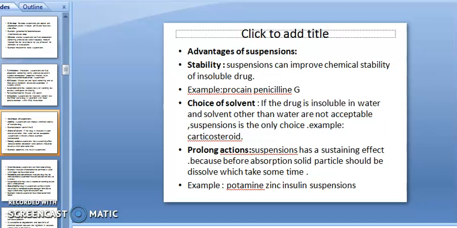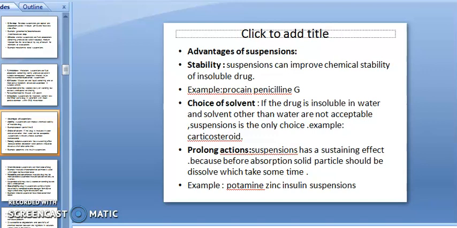So good morning student. Today we are going to discuss advantage and disadvantage of suspension. This is my second lecture, second video on suspension or biphasic liquid dosage form. Firstly we are going to discuss advantages of suspension. In the concern with stability, suspension can improve the chemical stability of insoluble drug.